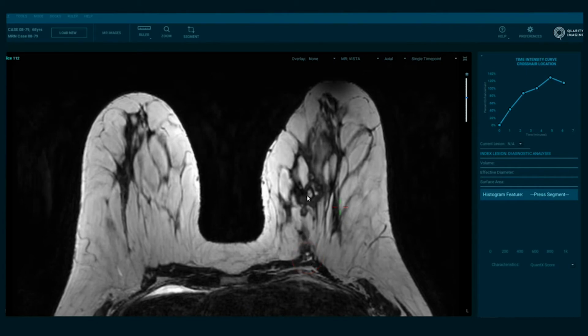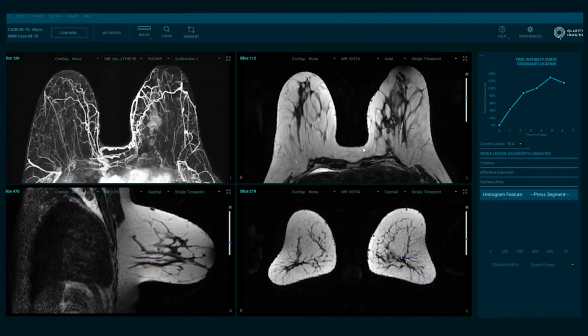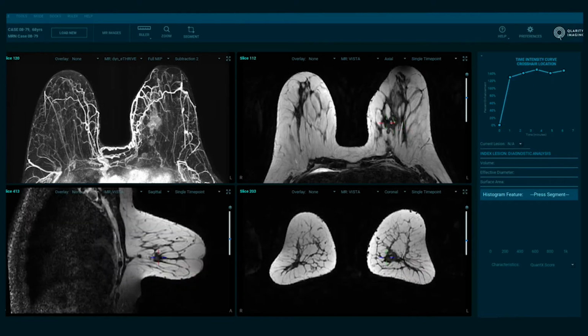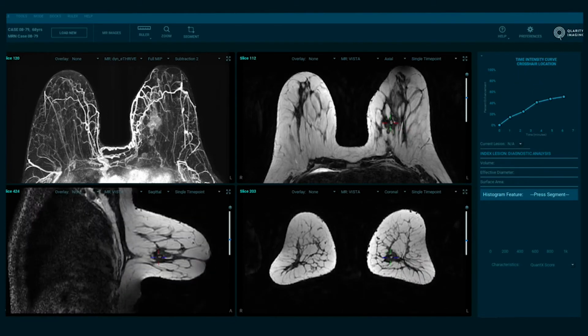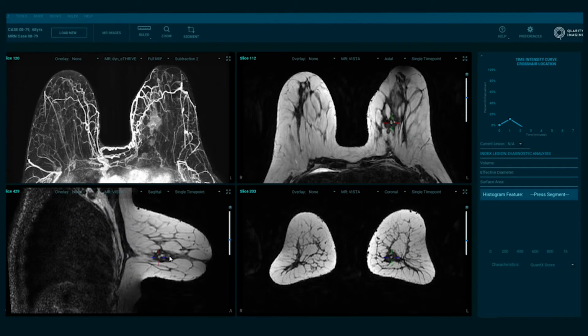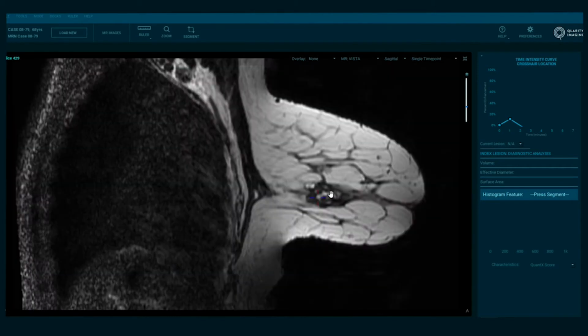So this is actually high signal within the mass, and it can be seen with edema and with very highly aggressive lesions. We can look at this mass also in the sagittal plane. Let's take a look at that on the T2 weighted. And here also, if we go full screen, we can see high signal within the mass, and we can also see high signal in the pectoral muscle.